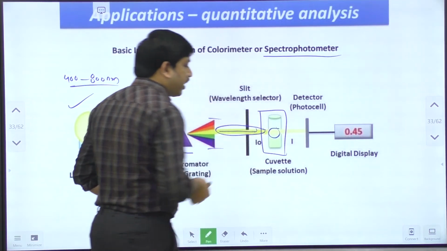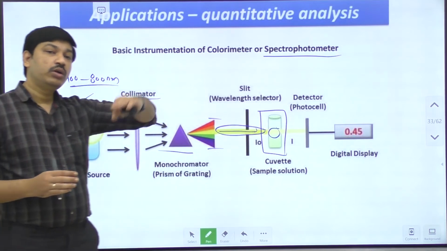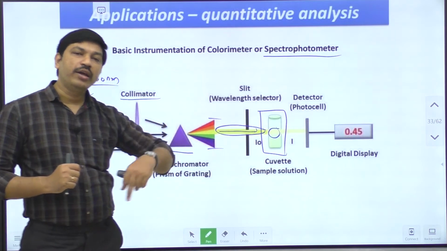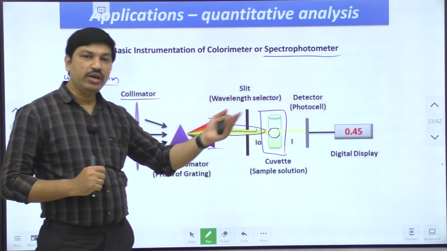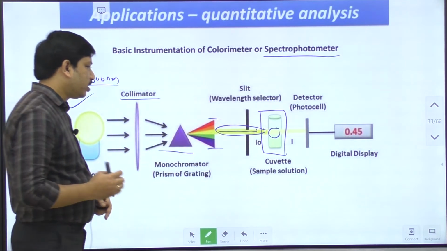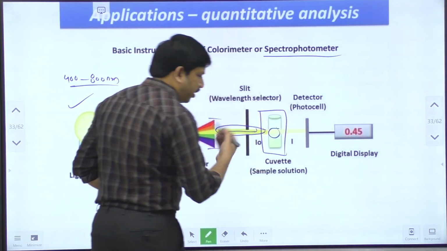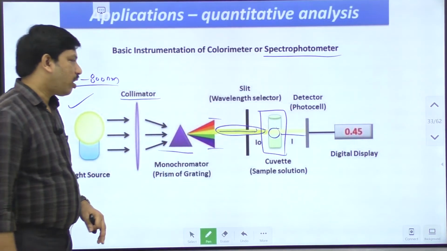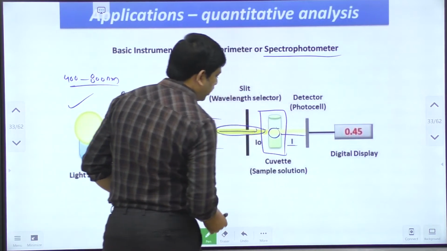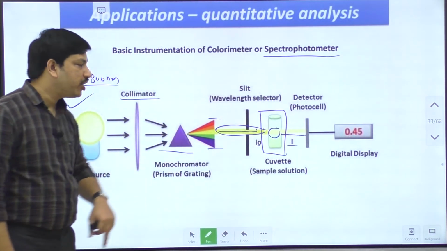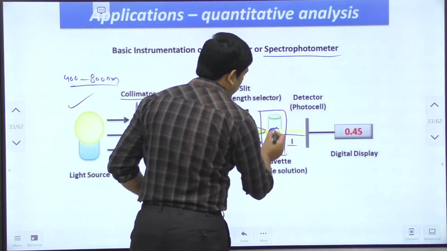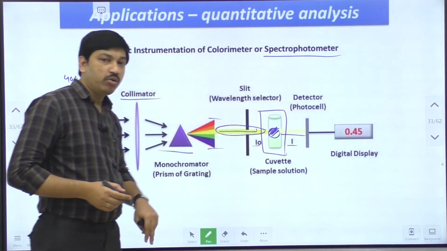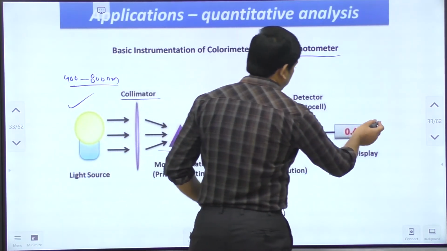This sample absorbs depending upon the different types of electronic transitions, either the n to pi star transition, or the pi to pi star transition, or the n to sigma star or n to pi star, something like that. So this compound absorbs some amount of light radiation, and the remaining radiation comes outside. This is the intensity of the transmitted radiation and this is the intensity of the incident radiation. How much radiation is absorbed is detected by this detector.